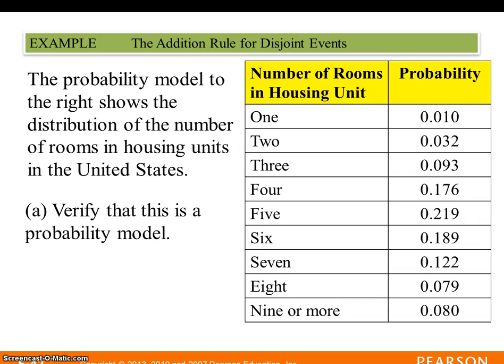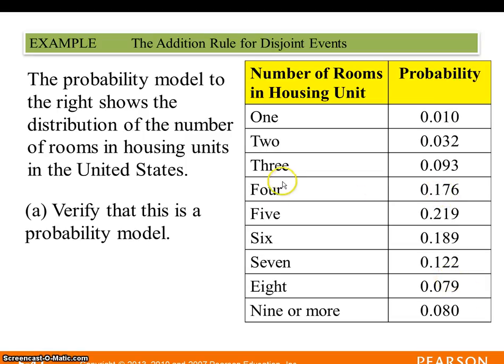So let's look at an example. Let's use this probability model to the right. And again, it is a probability model because all the probabilities are between 0 and 1, and if you add these all together, you'll get 1, which we'll do in step 1 here. This is the number of rooms in a house or housing unit in this case, and this is the probability that you'll get one of these, right?